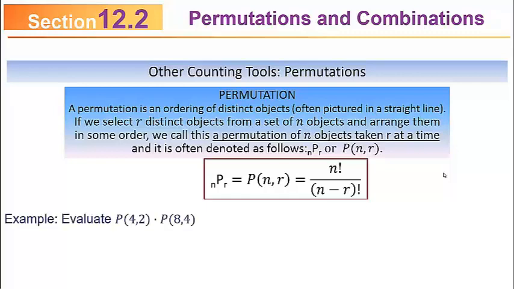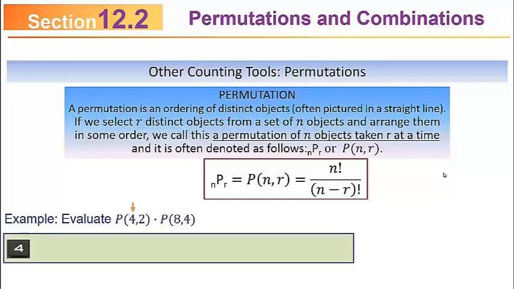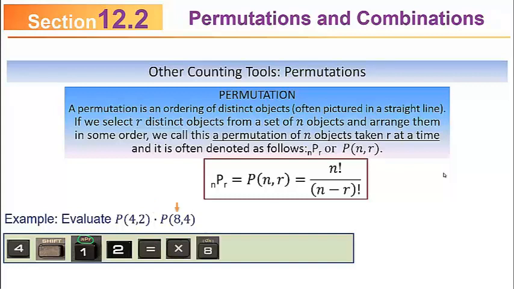Just to practice, if I ask you to evaluate the permutation of 4 things taken 2 at a time times the permutation of 8 things taken 4 at a time, you would calculate the permutation of 4 taken 2 first, which is 4, Shift 1, press 2, then you want to hit equal. Then you do the multiplication symbol. Then you do a permutation of 8 things. So you press 8. Then you do Shift 1 again. Then you press 4. And to make it do the calculation, you press equal.